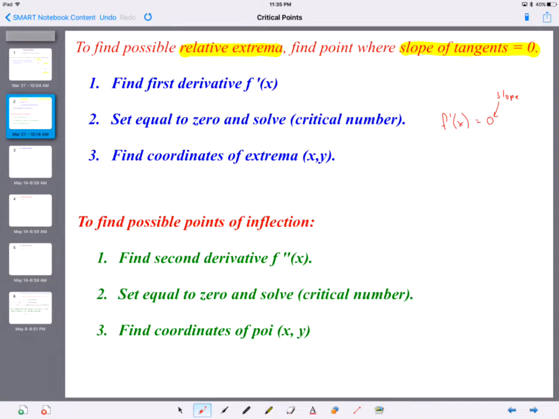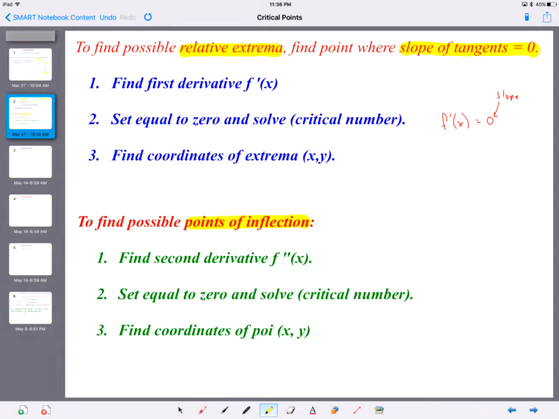The second part here is for points of inflection. So for points of inflection, we're actually going to find the second derivative. Some of you have asked me about this as we've been working on this, as to when we stop in terms of finding derivatives. Well, you can find your first derivative, and then you can turn around and find the derivative of that, and that's called your second derivative. So you can see it's f double prime of x for the second derivative. Once again, we're going to set this equal to 0, and we're going to solve for that point of inflection. Once again, finding the coordinates by plugging the x value back in and solving for y.